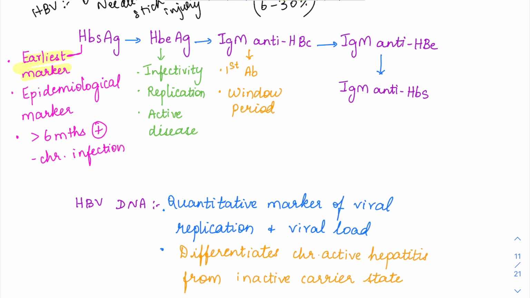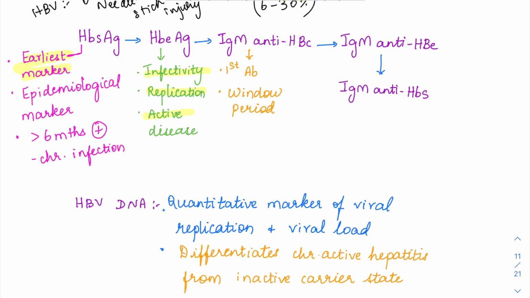Next, we'll see the HBe antigen which is being developed. HBe antigen is responsible for the replication of the virus. The more HBe antigen is present, it means that the virus is actively replicating, so the disease is going to be active. Active disease, replication and infectivity can be detected by measuring the HBe antigen.